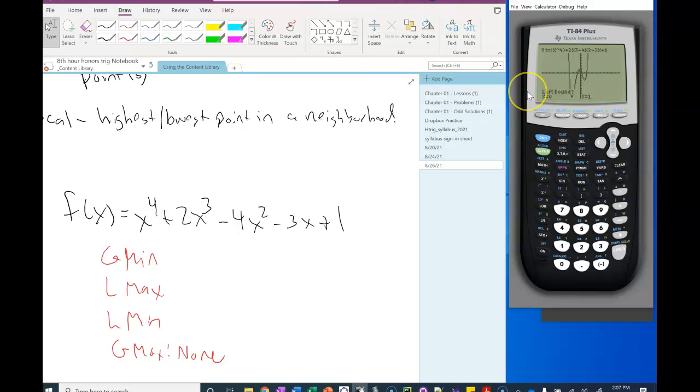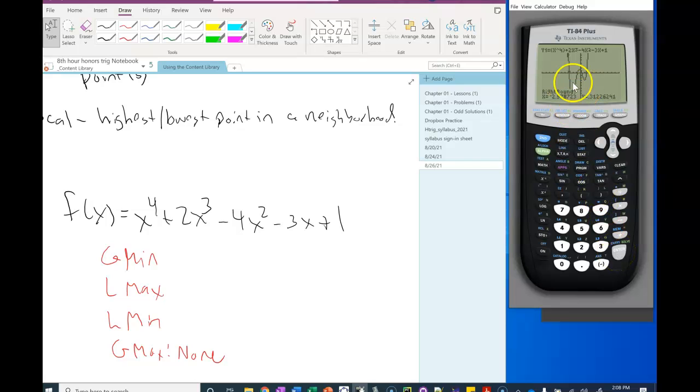It's going to ask me for a left bound. So what it needs is some point on the left-hand side of my minimum that I'm looking for. My global minimum is here. On the left side of that minimum is something on this part of the graph. So I'm going to move my cursor using the left and right arrows. See my cursor right here? Until it's over there somewhere. It doesn't really matter where it's at. That looks good. And then I'll press enter.